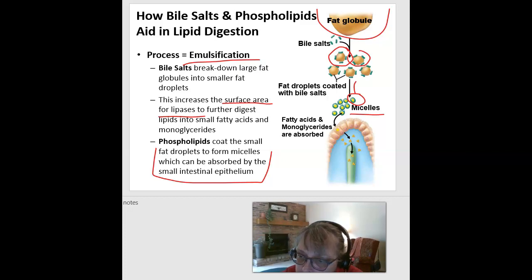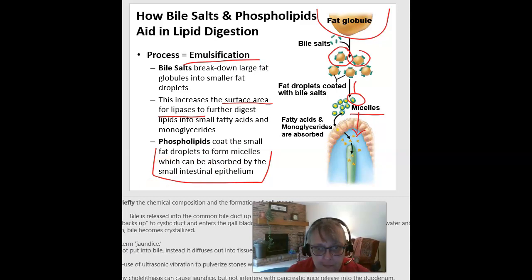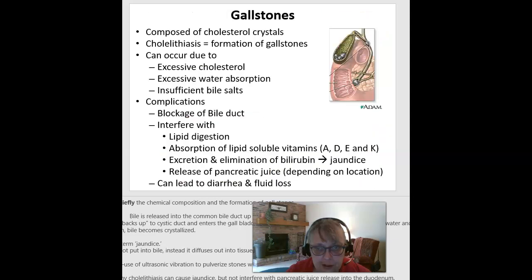Since we're talking about bile, let's look at another disorder, gallstones. They form in the gallbladder, and they're composed of crystals, mainly cholesterol crystals. Cholelithiasis is the formation of gallstones, and cholelithotripsy could break them down. They can do that with sound waves. But let's find out how they are formed first.